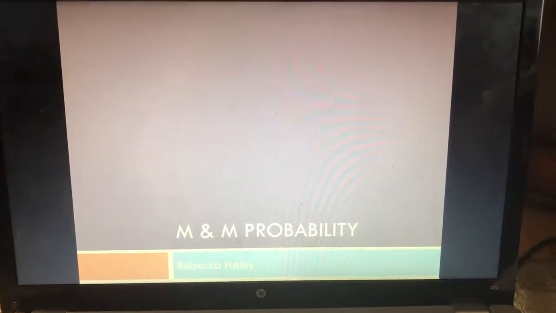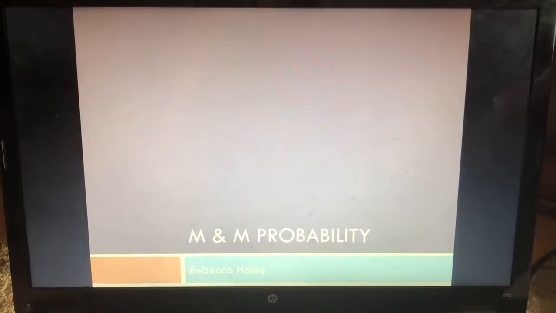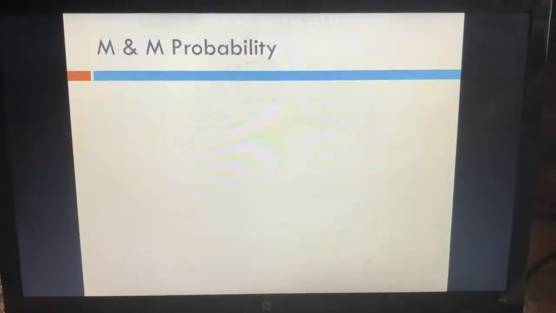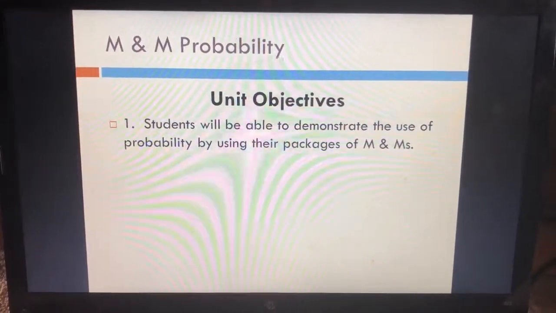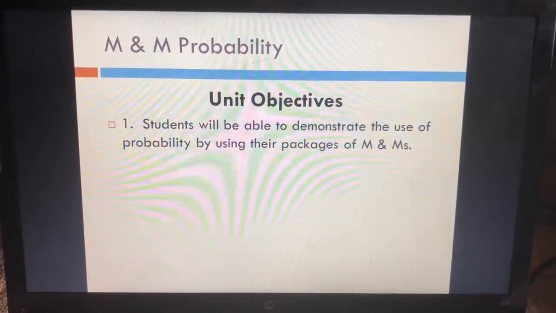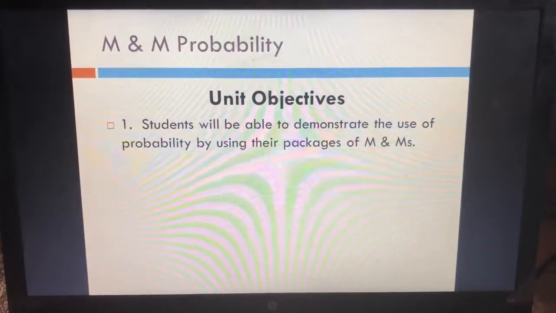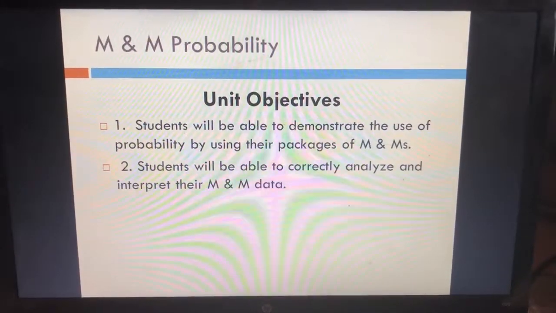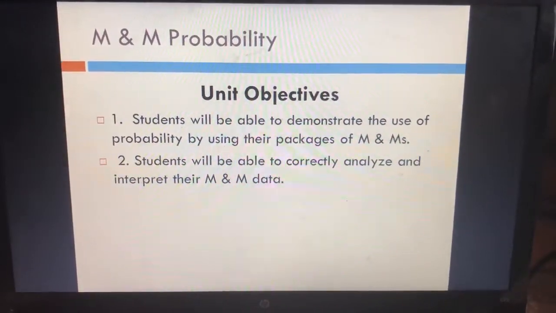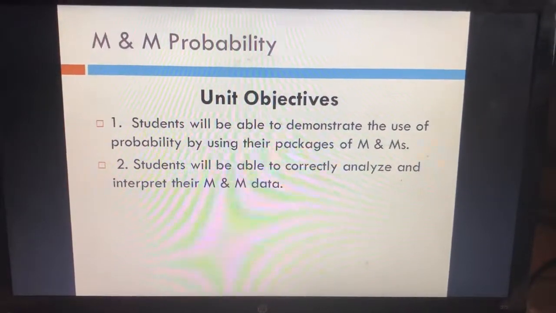In today's lesson, we will be talking about probability using M&Ms. So our unit objective for this lesson is: one, students will be able to demonstrate the use of probability by using their packages of M&Ms; and two, students will be able to correctly analyze and interpret their M&M data.